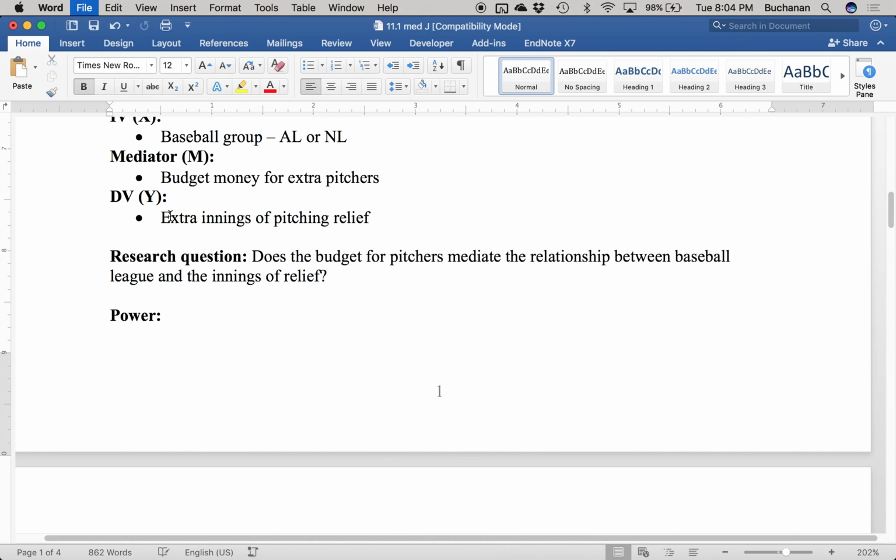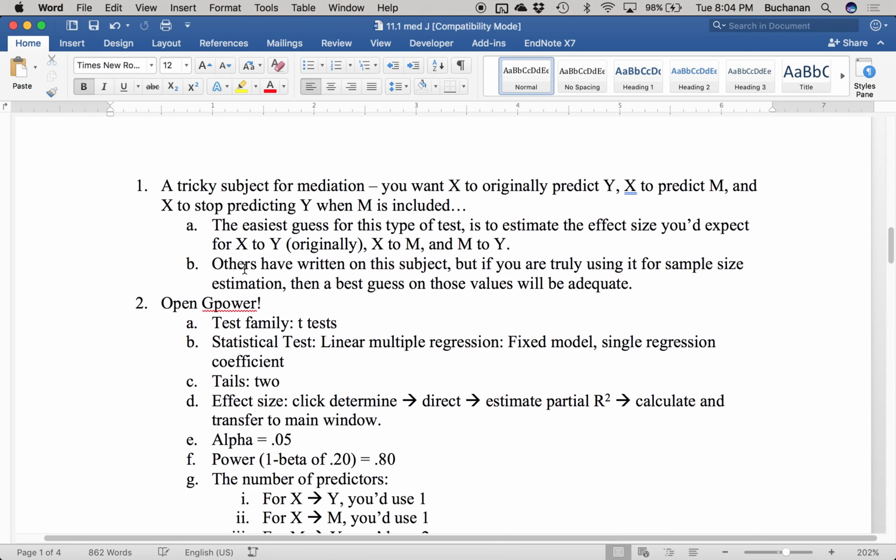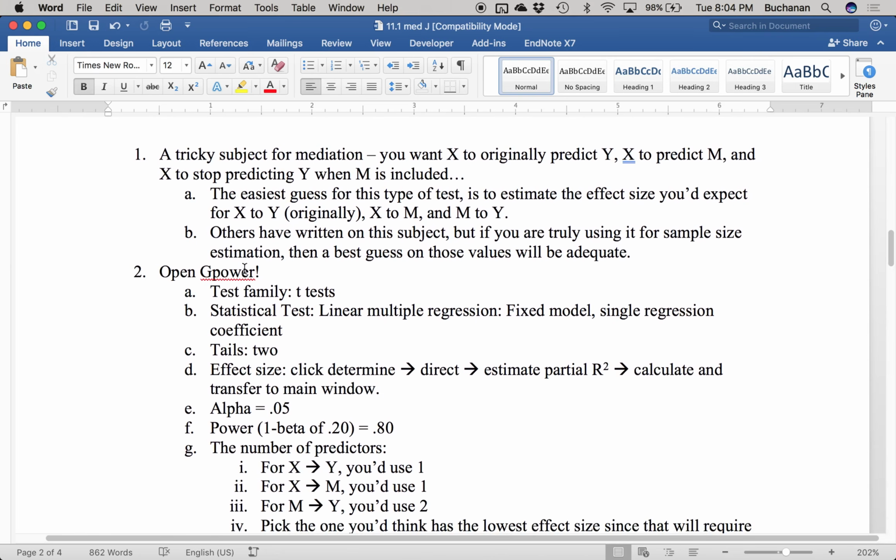Now, power in this case is always a little bit of a tricky subject. There are lots of different ideas about how to calculate power for this, and there are some online calculators, and there's some for R, and they get really confusing.